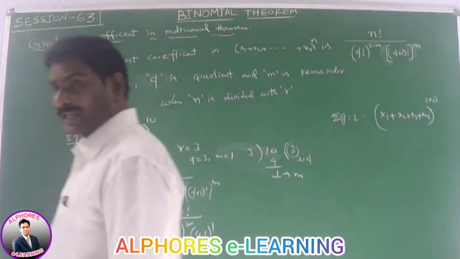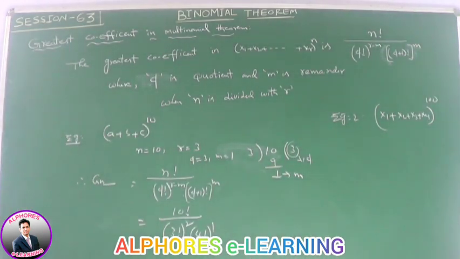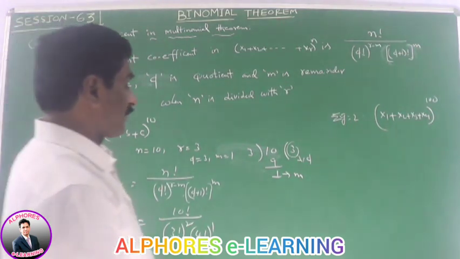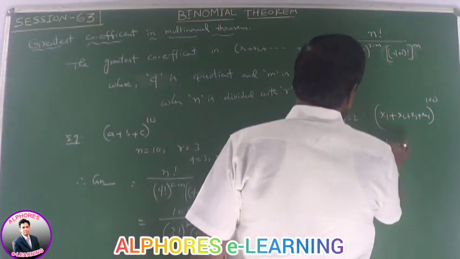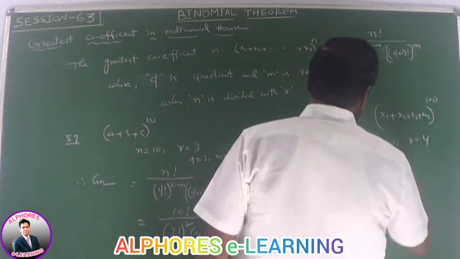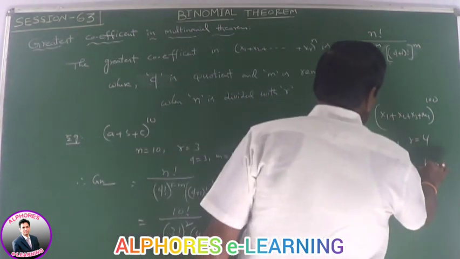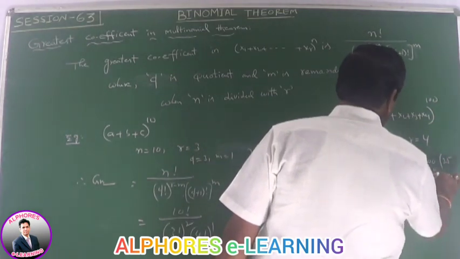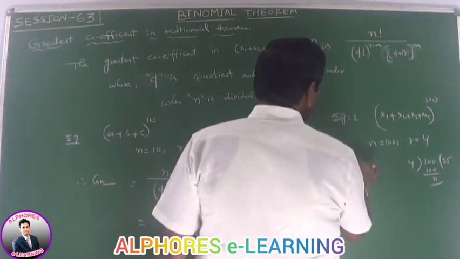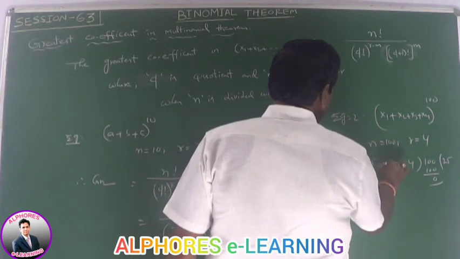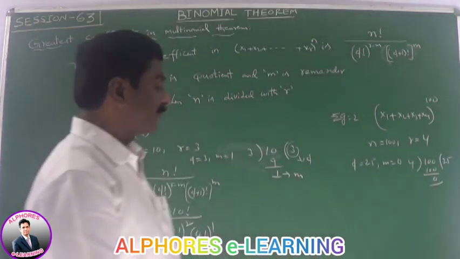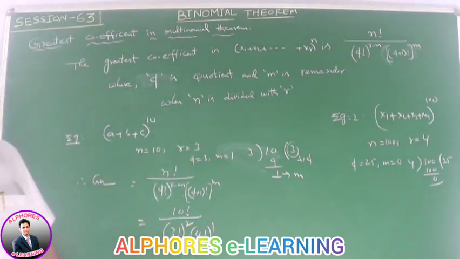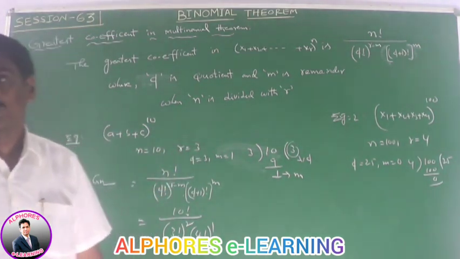Find the greatest coefficient in (x1 + x2 + x3 + ... + x4) whole power 100. Here, what is the value of n? n is equal to 100. r is equal to the number of terms, which is 4. We divide 100 by 4. How many times does it go? 25 times, 100. What is the remainder? 0. Here, q is equal to 25 and remainder m is equal to 0. Therefore, the greatest coefficient is given by the formula. Substitute these values in this equation. We get the greatest coefficient. Please note that value.